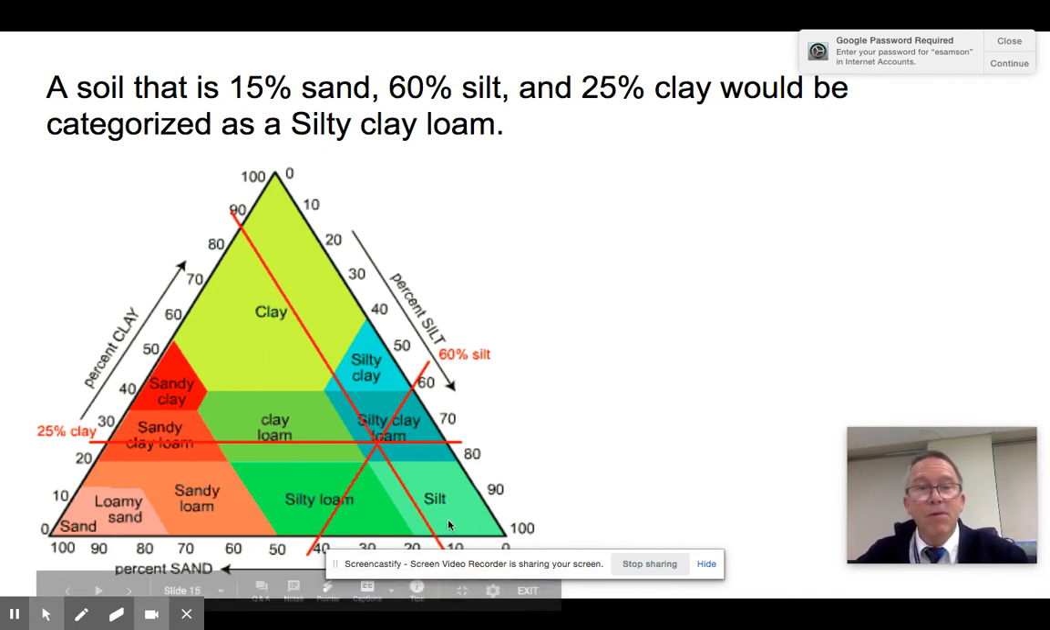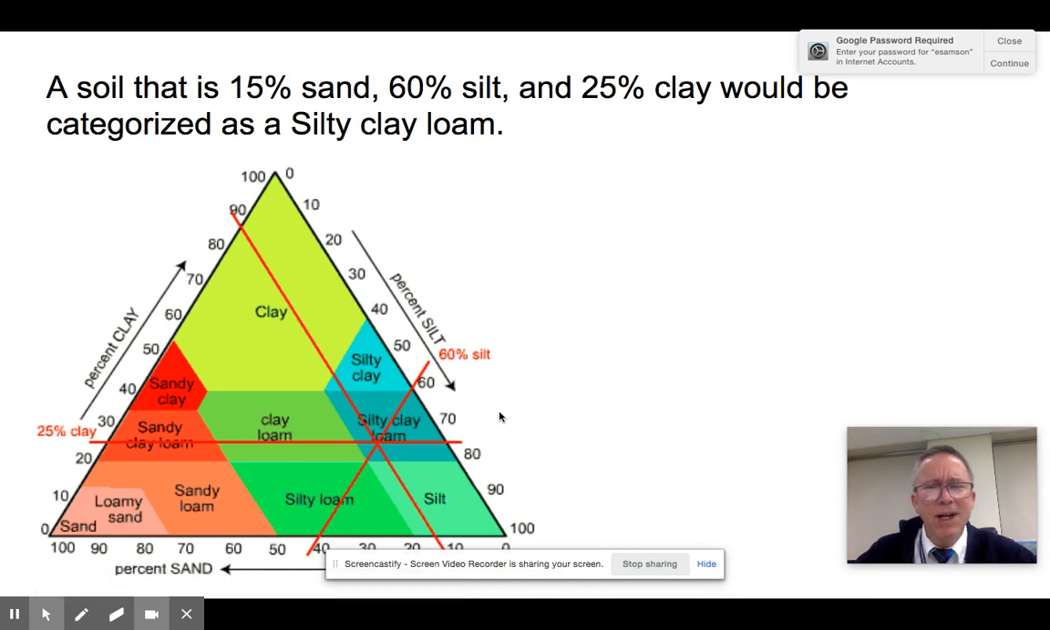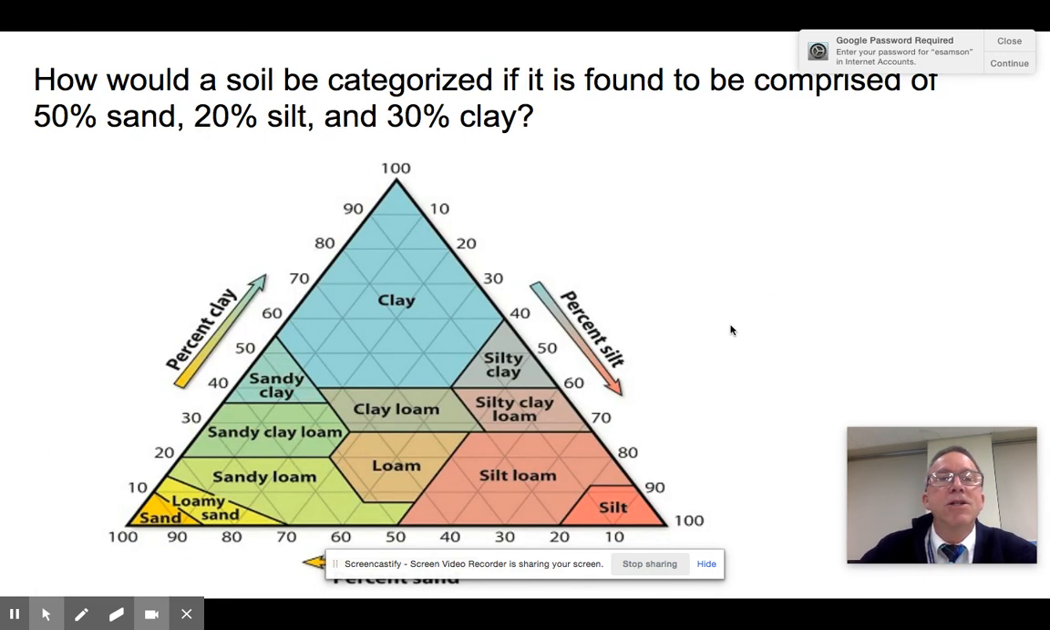Now, you don't have to memorize these things, okay? But you do have to be able to read one of these charts. You will get one of these charts on the test. I'm not really sure why they push this on the AP test, but they do, so you're going to learn it. So let's just try this one here.